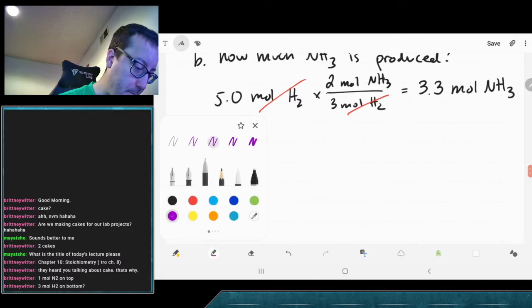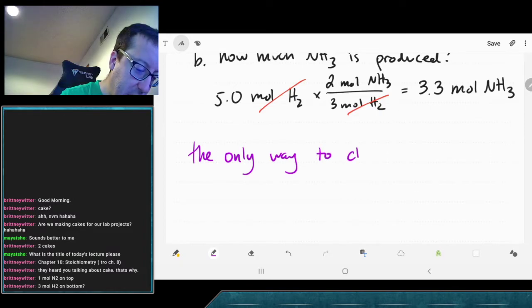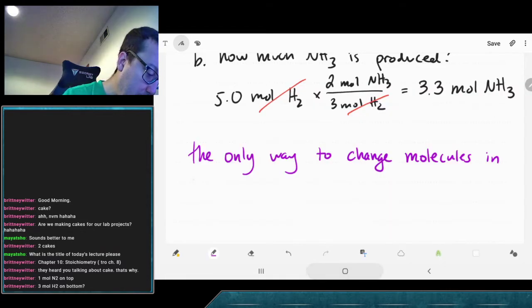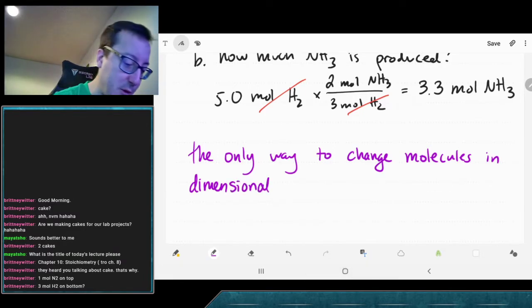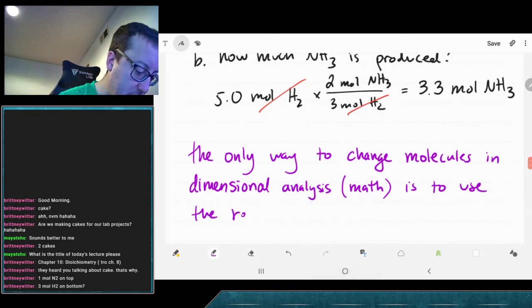So, purple time for our big point here. The only way to change between different molecules or different substances in our mathematic stuff, which we call dimensional analysis, which is just all this math stuff, we must, or rather, I should be grammatically correct, is to use the reaction coefficients.